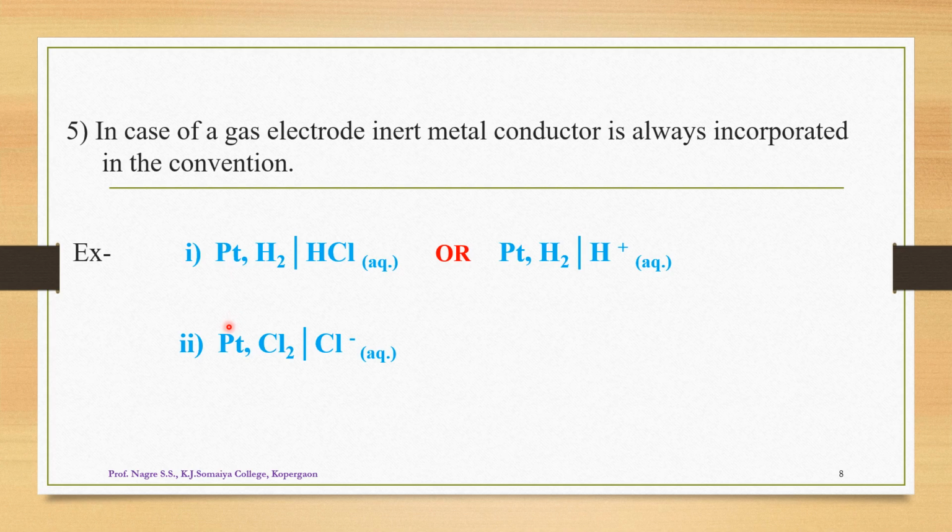The second important representation of this type of gas electrode is the chlorine gas electrode. In this case also we use platinum as an inert metal conductor. So Pt, Cl2, vertical line, aqueous solution of Cl minus. So these are the two simple examples of the gas electrode. First is the hydrogen gas electrode, second is the chlorine gas electrode, and in such cases we have to use an inert metal conductor. In this case we use platinum. So these are the important conventions in the case of representation of a gas electrode.